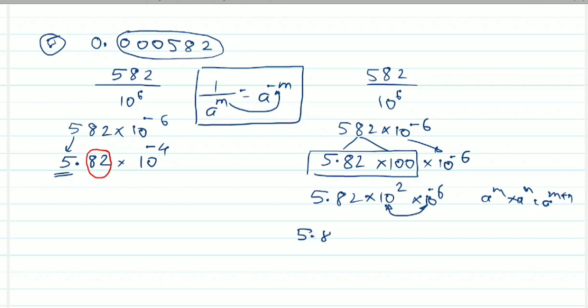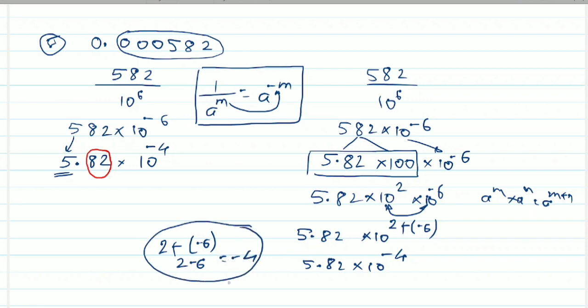So when we add the powers, 5.82 into 10 raised to 2 plus minus 6, so it is going to become 5.82 into 10 raised to power minus 4. How did it get to minus 4? 2 plus minus 6 is 2 minus 6 and it becomes minus 4. But instead of doing all these steps, you can just remember a simple fact that you have to reduce the power by a number that is equal to the number of digits after the decimal point. So it will become very easier for you to solve.